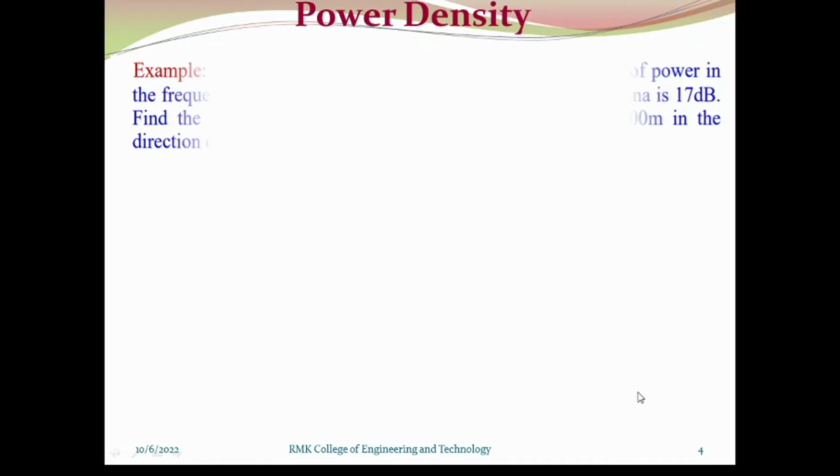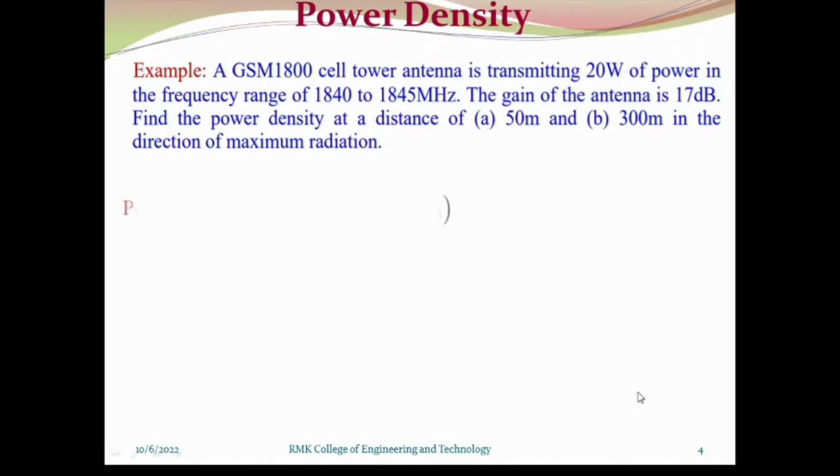Now we will take one example for calculating the power density. In this example, a GSM 1800 cell tower antenna is transmitting 20 watts of power in the frequency range of 1840 to 1845 megahertz. The gain of the antenna is 17 dB. Find the power density at a distance of first 50 meters and another distance of 300 meters in the direction of maximum radiation.